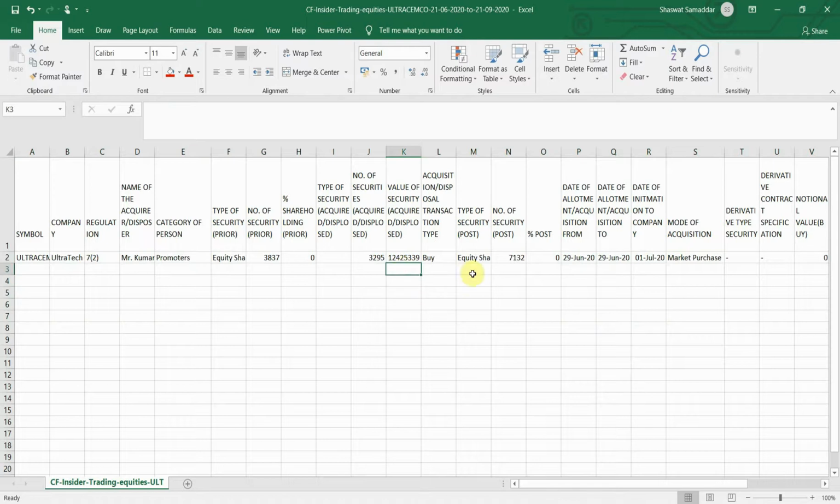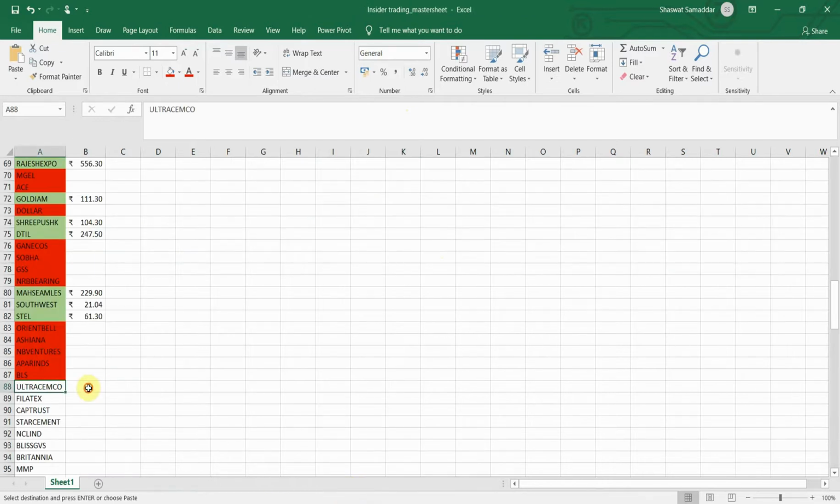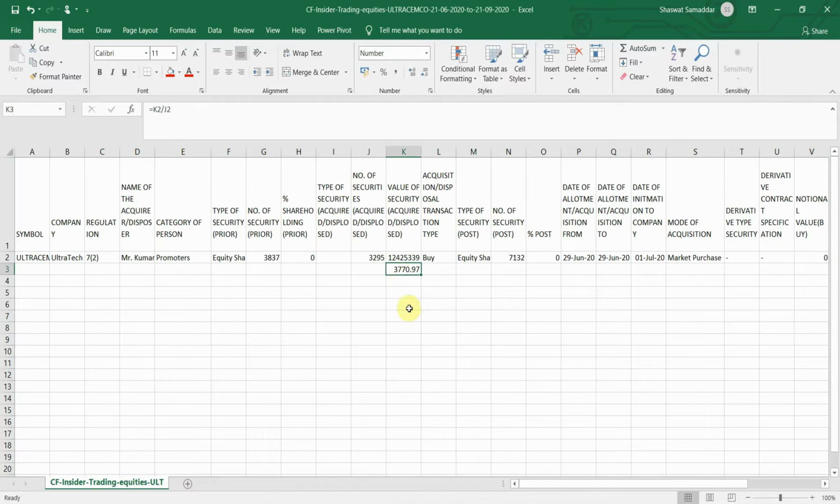So what we have to do next, we all know, is divide the total value of securities by the total number of securities in order to reach the average price point, to be very accurate, at which the promoters may have made a position in this stock. So as you can see, it comes out to be 3770.97. Let me just copy it down and paste it right here. Okay, it gives me a value error.